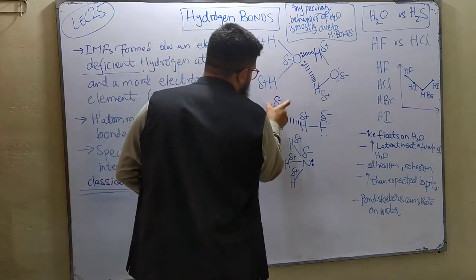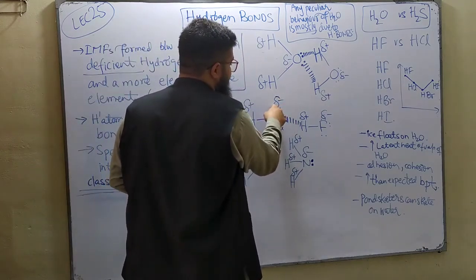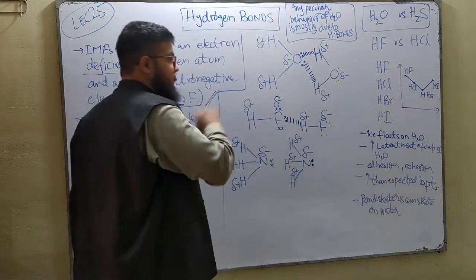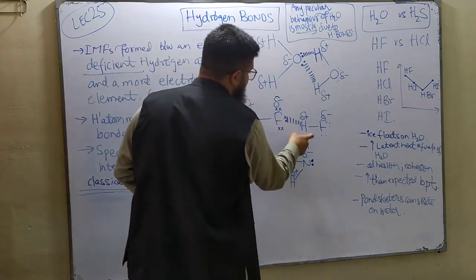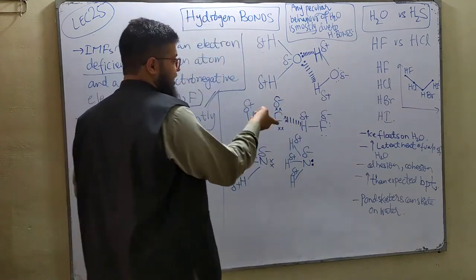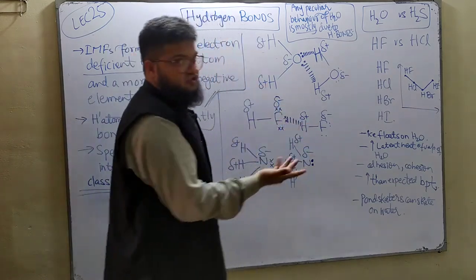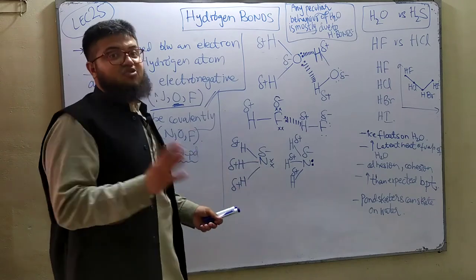Remember, the hydrogen bond must be between the negative and the positive, not between negative and negative or positive and positive, and it must start out from the lone pair and must end on the less electronegative element, that is the hydrogen itself. That's why it's called the hydrogen bond.